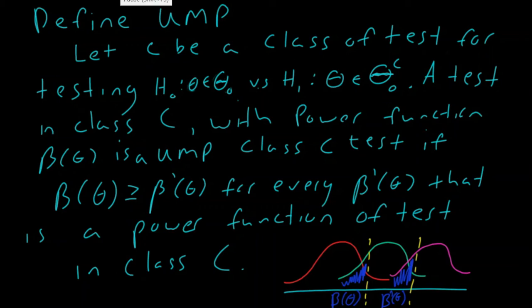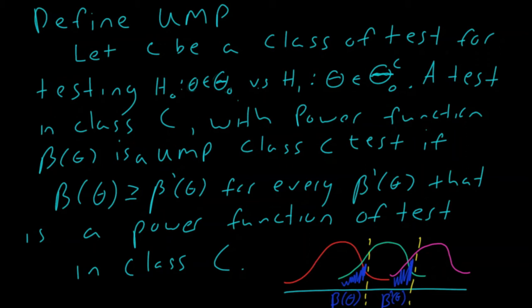So first we want to define the UMP, the uniformly most powerful. Let C be a class of tests for testing H naught, where our sample mean is an element of the parameter space, versus H1, where our sample is an element of the rejection space. A test in class C with a power function of beta theta is a uniformly most powerful class C test if the power beta of theta is greater than or equal to the power beta prime theta for every beta prime theta that is a power function of a test in class C.